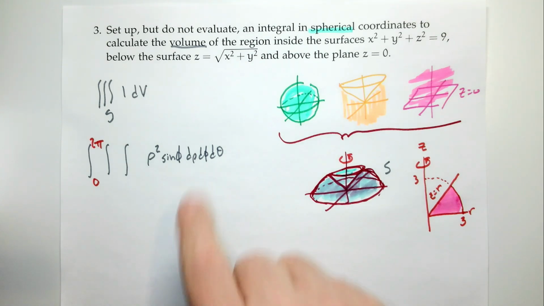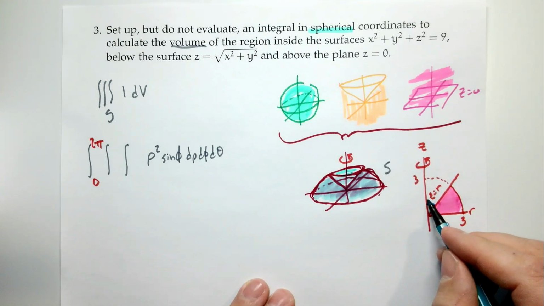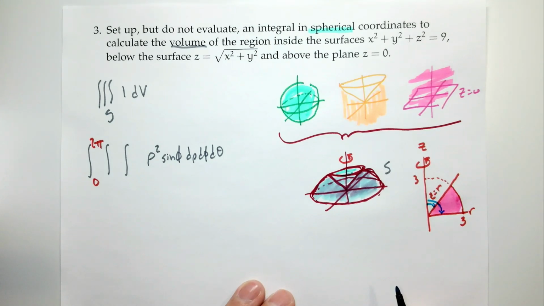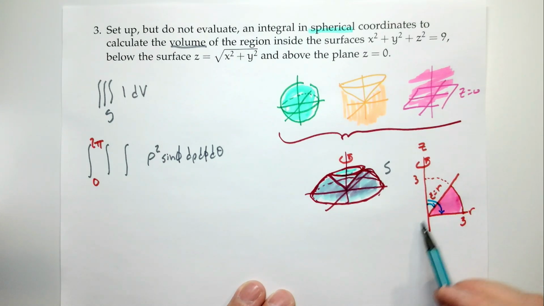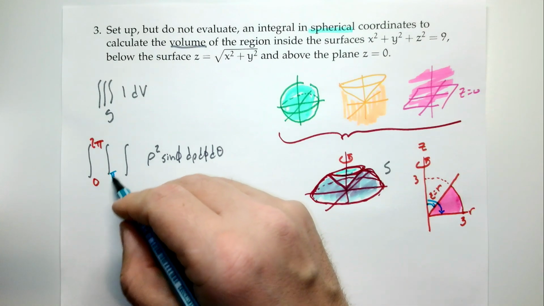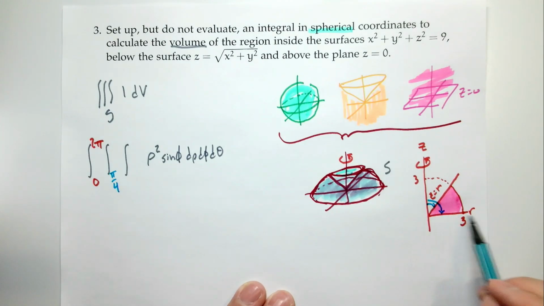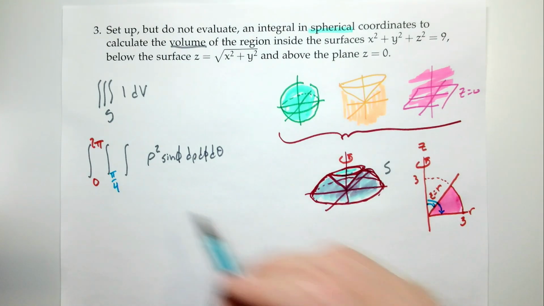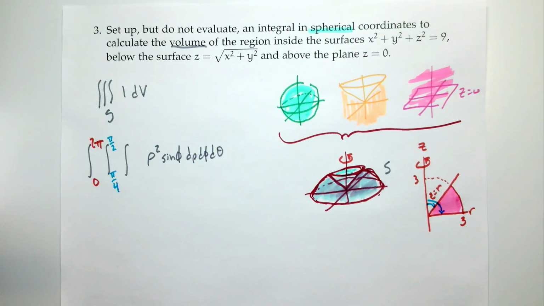Let's think about phi. So phi, that's going to ask what are the angles as we come off of the positive z-axis. Well, the angle from the positive z-axis to z equals r, that's coming out at 45 degrees, so that's pi over 4. Then to go to the xy plane down here, that's pi over 2. All right, well that's not so bad.